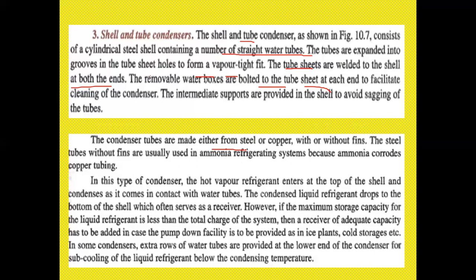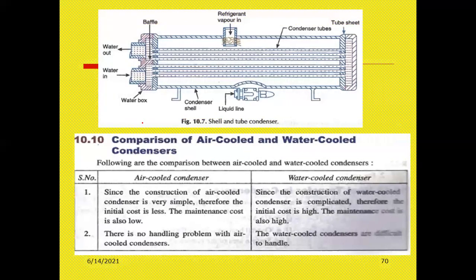Now we'll see the figure here. It is a schematic horizontal figure of the shell and tube refrigeration condenser type of refrigeration system.